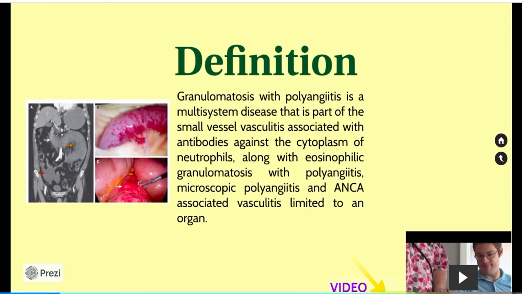First, definition. Granulomatosis with polyangiitis is a multisystem disease that is part of the small-vessel vasculitis associated with antibodies against the cytoplasm of neutrophils, along with eosinophilic granulomatosis with polyangiitis, microscopic polyangiitis, and ANCA-associated vasculitis limited to an organ.